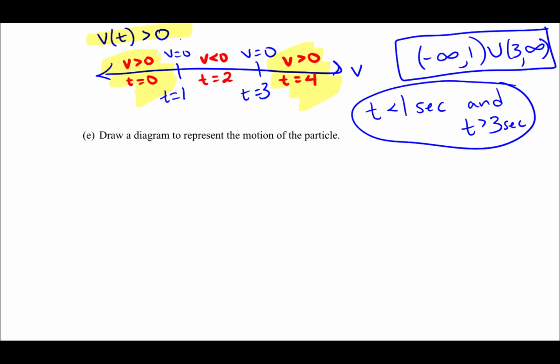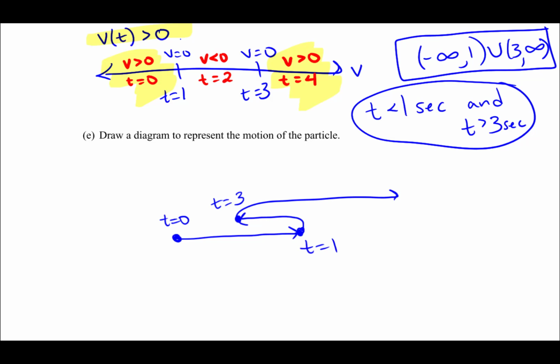So if I'm this particle, when t equals 0, I am moving forwards. We know that because in the previous problem, we checked the intervals over which my particle is moving forwards and backwards. As soon as I hit t equals 1 second, I stop and then turn around and start moving backwards until I reach t equals 3 seconds. I stop again, and then I turn around and start moving forwards again and do so indefinitely.